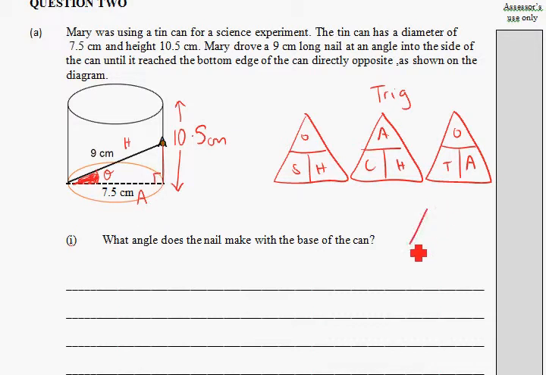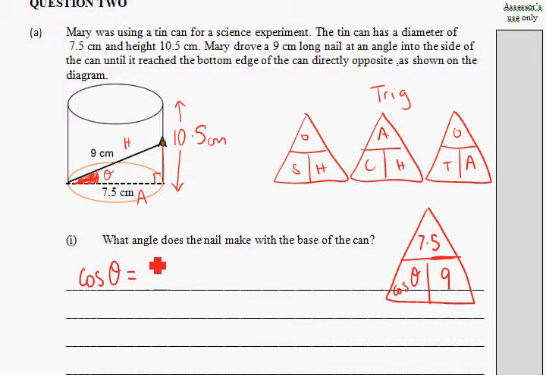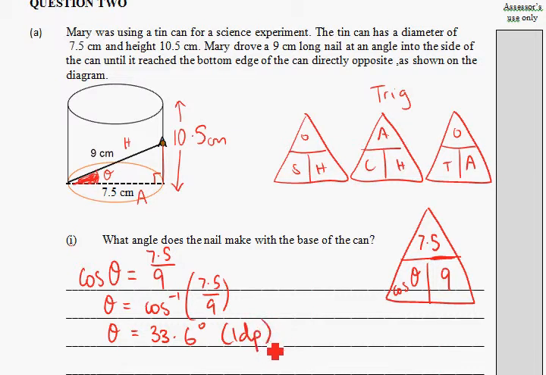So this is a cos problem, CAH. For those of you that like using the triangle, you can find the CAH triangle. Adjacent side 7.5. Just check they're in the same units. They're both in centimetres. Hypotenuse. And we want the cos theta. So one line of working: cos of theta equals A divided by H. Theta equals cosine to the minus 1. And working that out on the calculator, 33.6 degrees to 1 decimal place.